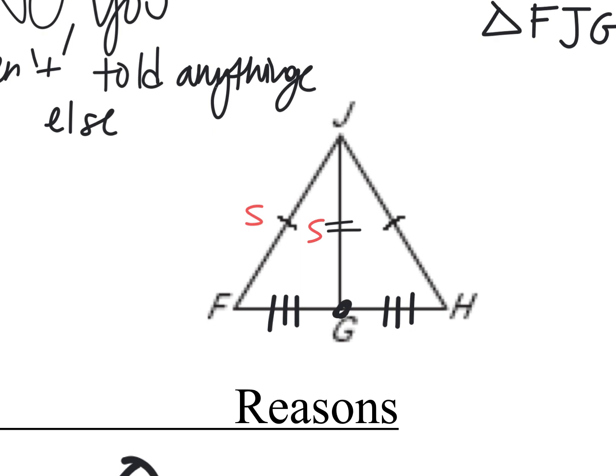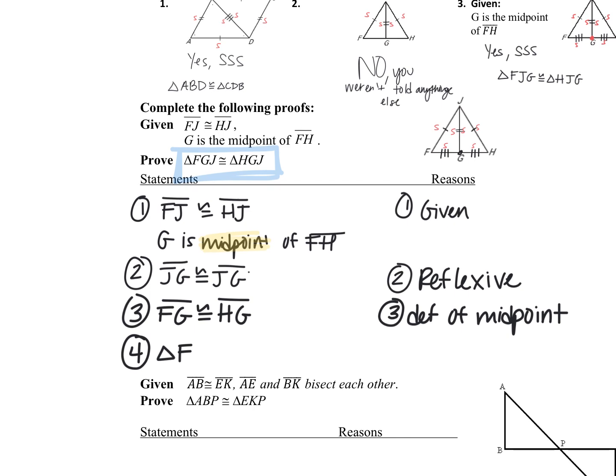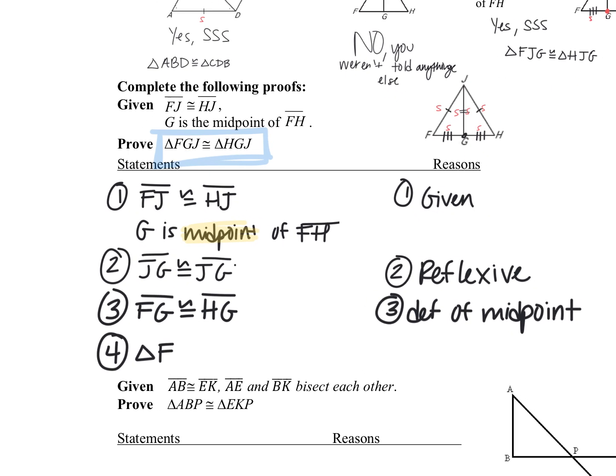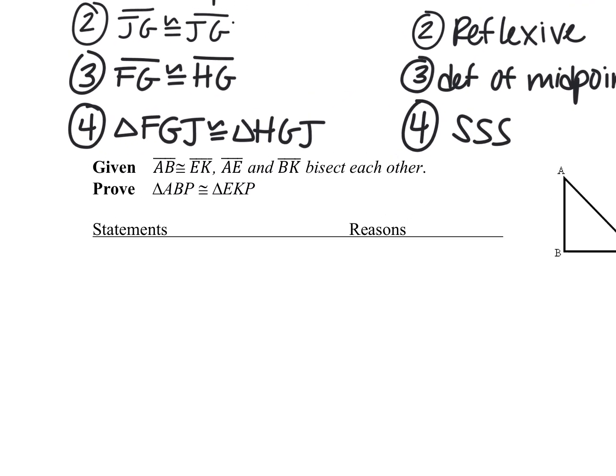You are done because you have SSS, SSS. That's why it's important to mark the picture as you go so you actually know when you have everything done, okay? If I'm going to prove it by side, side, side, I have to have those three sections. So triangle FGJ is congruent to triangle HGJ, and the reason is side, side, side. Write it down and make sure they're also marked in the picture.